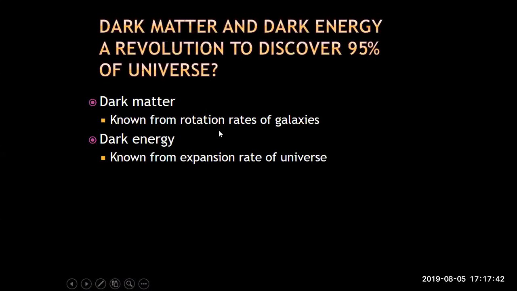And like I said, dark matter and dark energy are 95% of the universe. That was somewhat of a revolution, knowing that what we can see, the stars, gas, and planets, is only 5% of the universe. Most of it is stuff we can't see, but we know about it from the rotation rates of galaxies. And then dark energy is another thing we found out about, from the expansion rate of the universe. So we'll talk about those things.